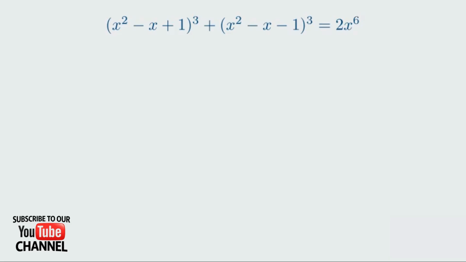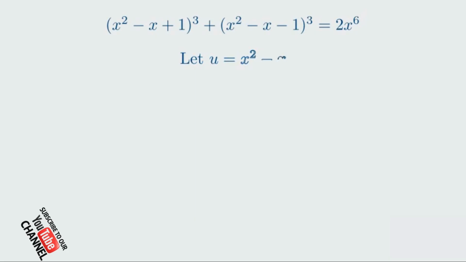The first step is to simplify the equation through substitution. Our strategy here is to identify a common, complex part of the equation and replace it with a single variable. Notice that both expressions inside the cubes share the same term, x squared minus x. This gives us a perfect opportunity to make a substitution. Let's set a new variable, say u, equal to this repeating term. Let u equal x squared minus x. This single substitution will dramatically simplify our equation.